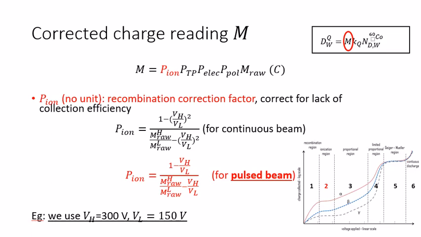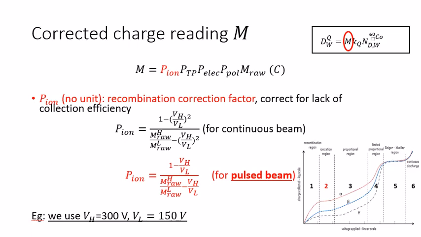The last correction factor is P-ion, the ion recombination correction factor. This factor corrects for lack of collection efficiency. So what is collection efficiency?